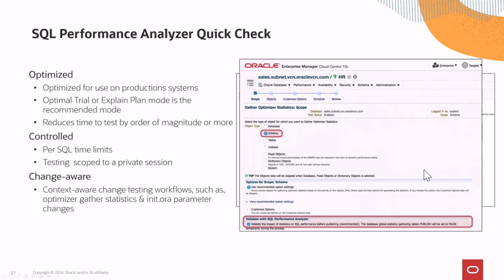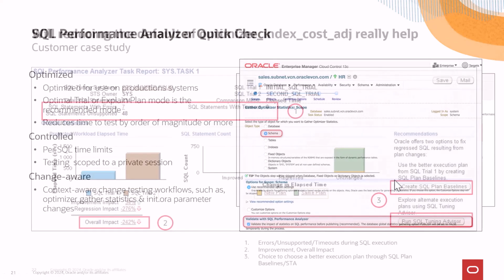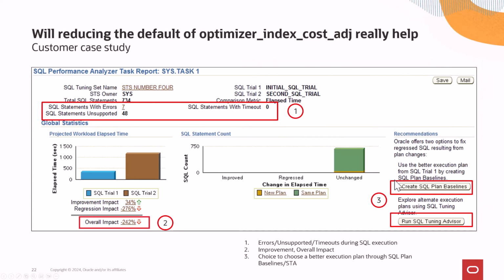This is about change aware. If there are any changes, gather optimizer statistics for the schema, and you can also validate through SPA. This is a SPA task report that is generated after running SPA, where we can see mentions of SQL statements with errors, a few SQL statements that are unsupported, and SQL statements which timed out.